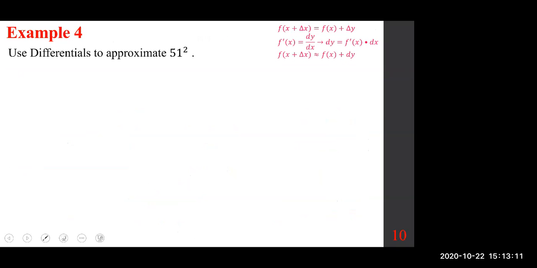All right. The next one is, we want to use the differential to come up with 51 squared. First of all, squaring it is very simple.